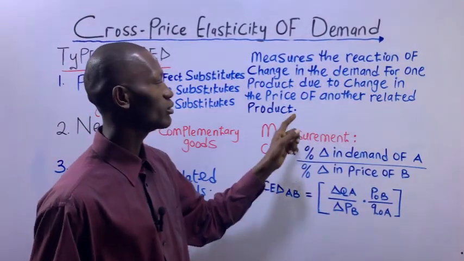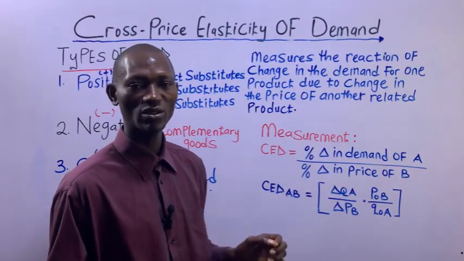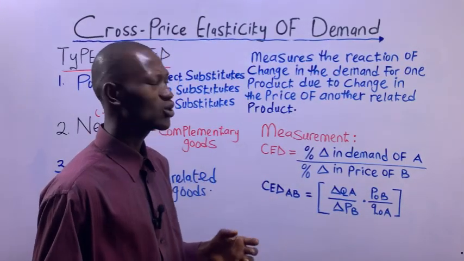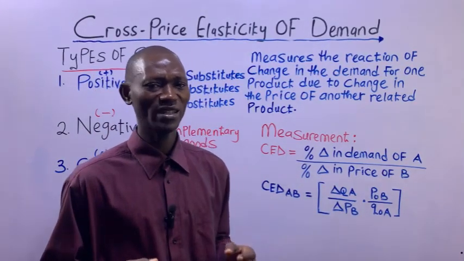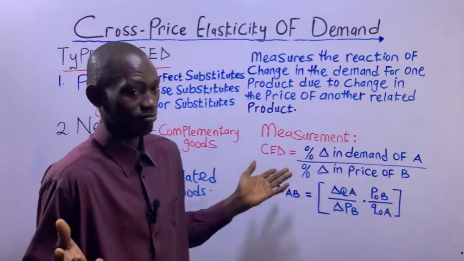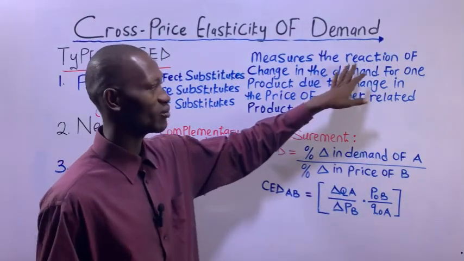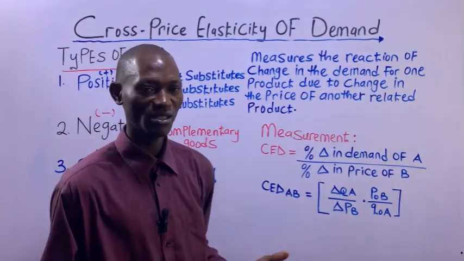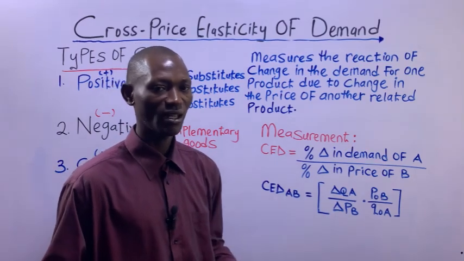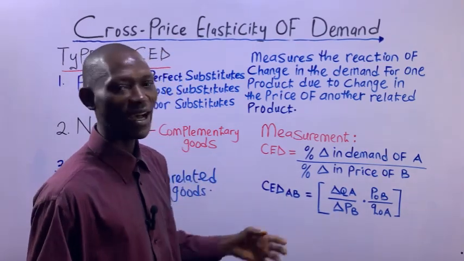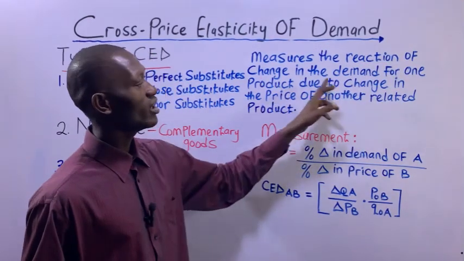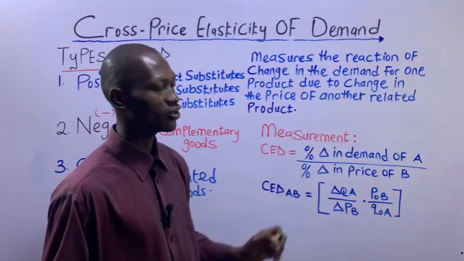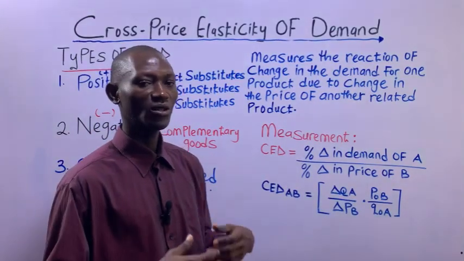So to define cross price elasticity of demand, it measures the reaction of change in the demand for one product due to change in the price of another related product. It measures the reaction, the magnitude, the extent, the level, the size of change in the demand for one product due to change in the price of another related product.